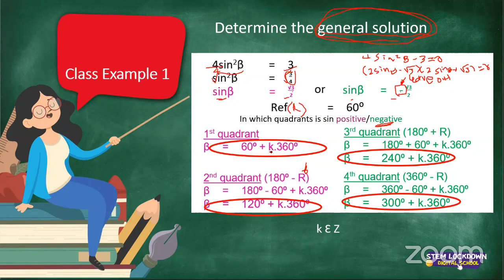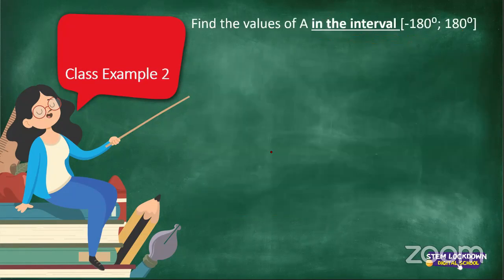Example number 2 says, determine the values of A in the interval. And guys, principally speaking, example number 1 and example number 2 are quite alike. The difference with example number 2 is that now I have kept the scope in which you can work, right? I have said to you, you can only work from minus 180 degrees up to 180 degrees, right?